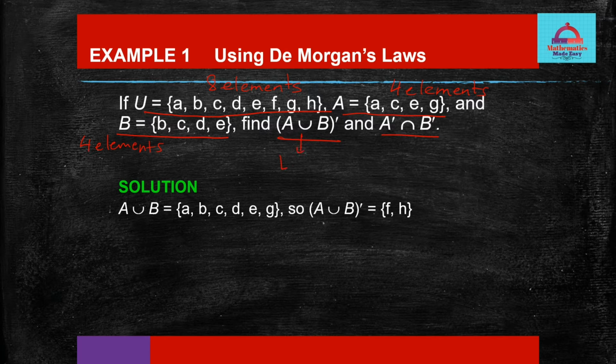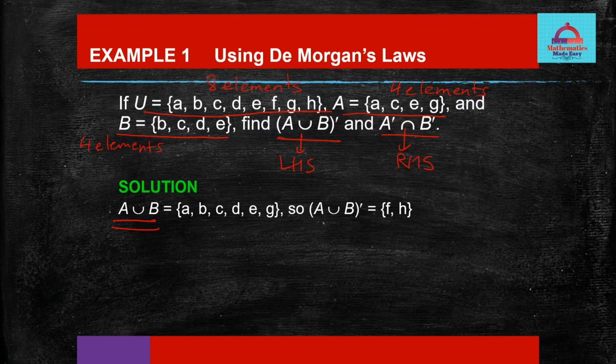Let me write this. This is the left hand side. This is the right hand side. So our left hand side will be A union B. So this is my A, this is my B. Let's write the union. So I want you to recall the set operation of union. How do you write union?